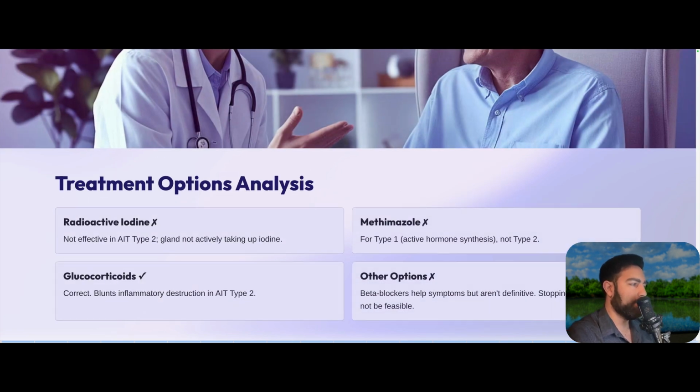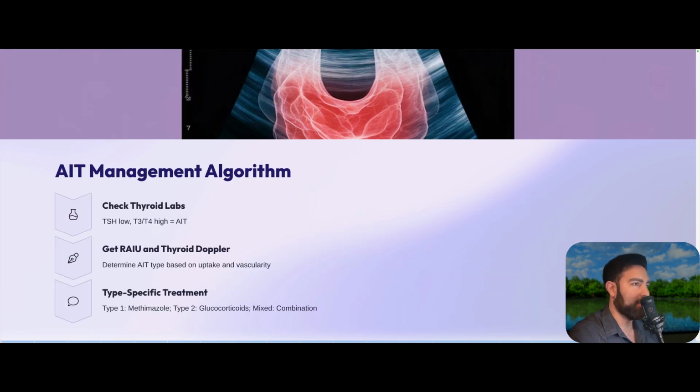So radioactive iodine is not effective in AIT type 2. The gland is not actively taking up iodine. Methimazole is for type 1 because there's active hormone synthesis, and not type 2. Glucocorticoids is the correct answer here because it blunts that inflammatory destruction in AIT type 2. And other options, like beta blockers, can help symptoms but are not definitive treatment. And a lot of times with these patients, you cannot really stop amiodarone. So you need to consider that.